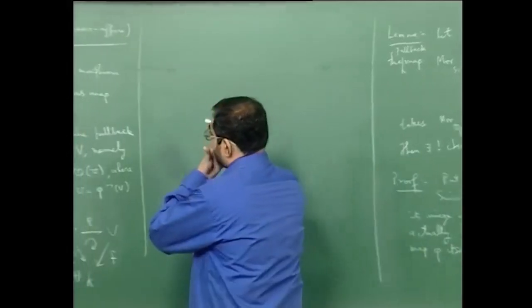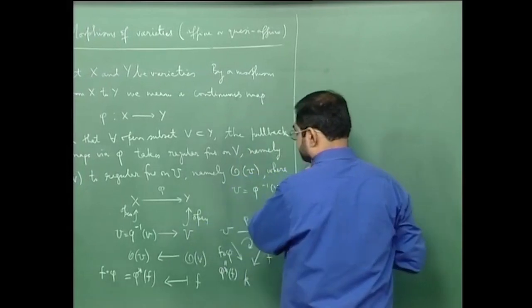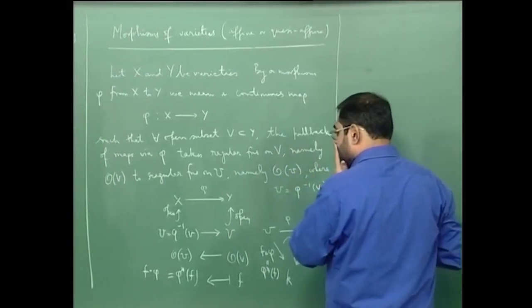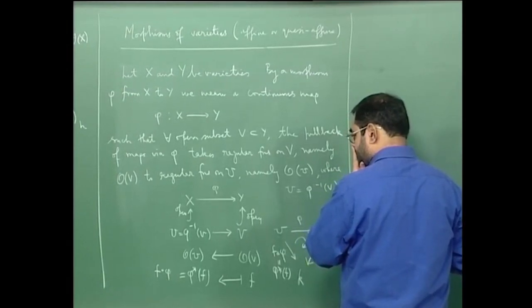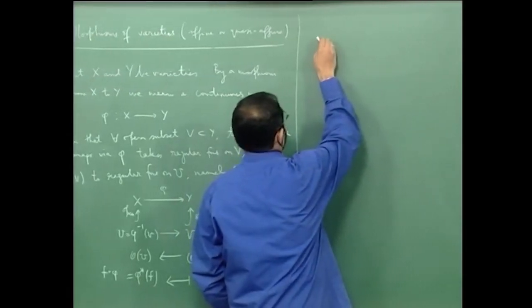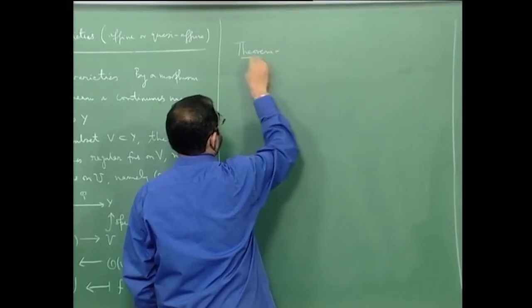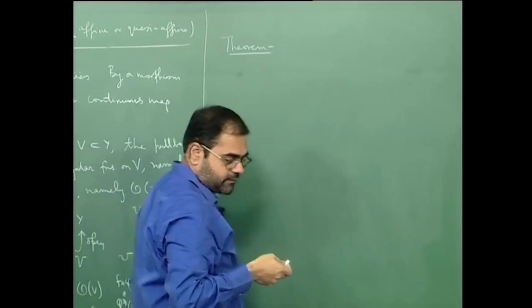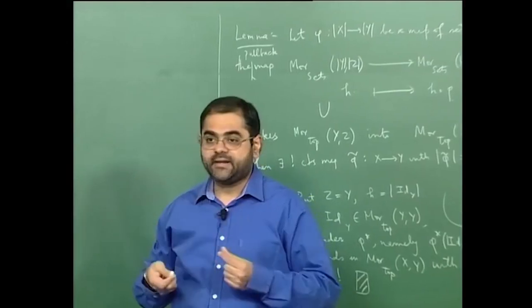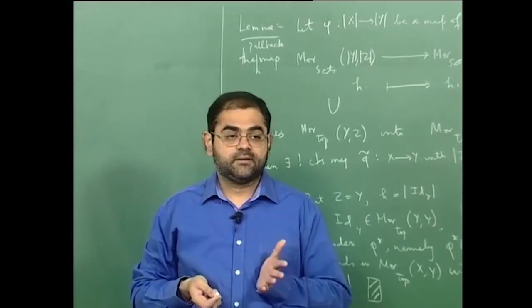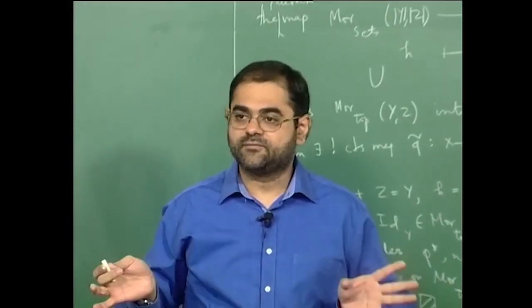Okay. Now, the point I want to make is the following. Here is a nice little theorem. The theorem is, if you take a variety X and look at all the possible morphisms into A1, you will get exactly all the regular functions on X.